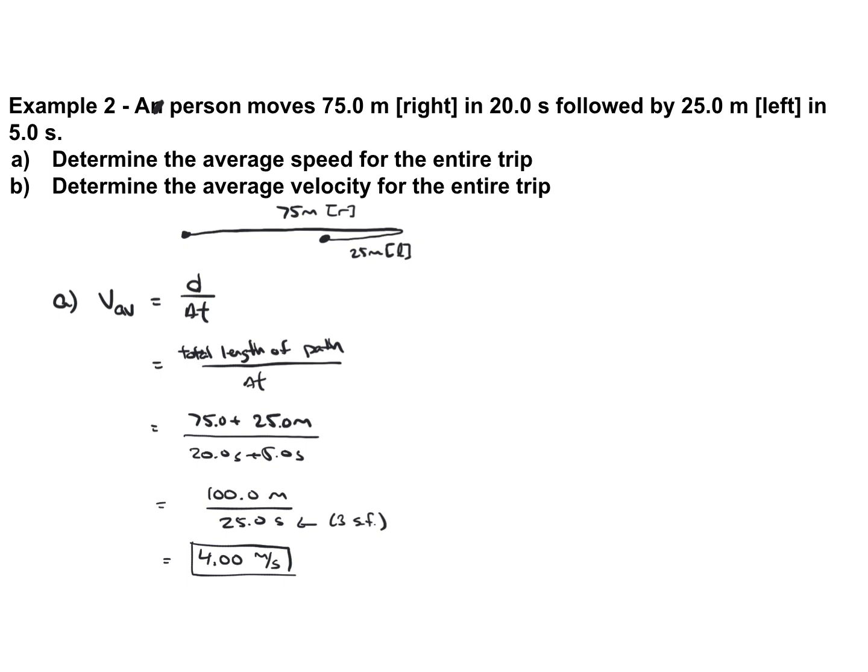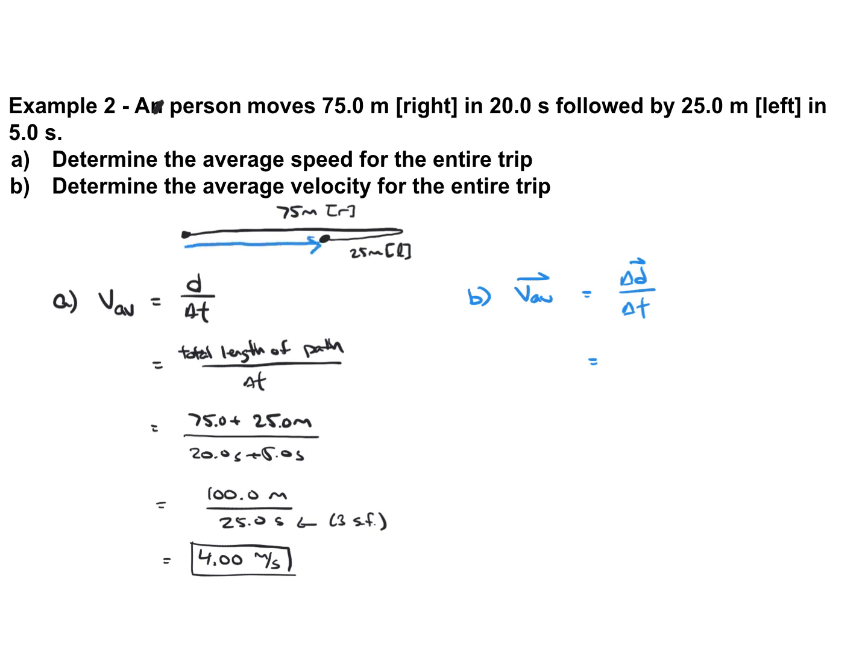Okay, now B, the average velocity. So the average velocity is V subscript AV with a harpoon. It's a vector. And the formula is displacement divided by elapsed time. Now, displacement, if you recall from lesson 1, it's the straight line from start to finish.